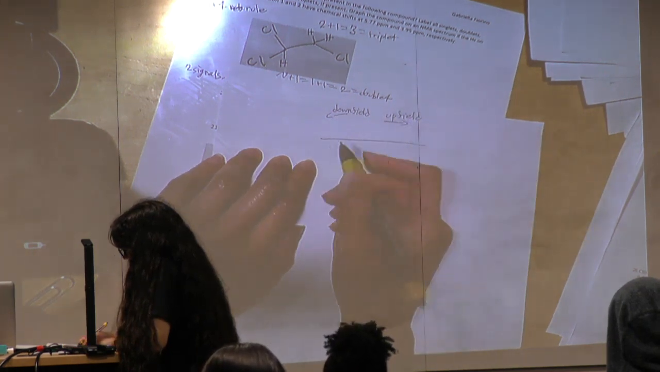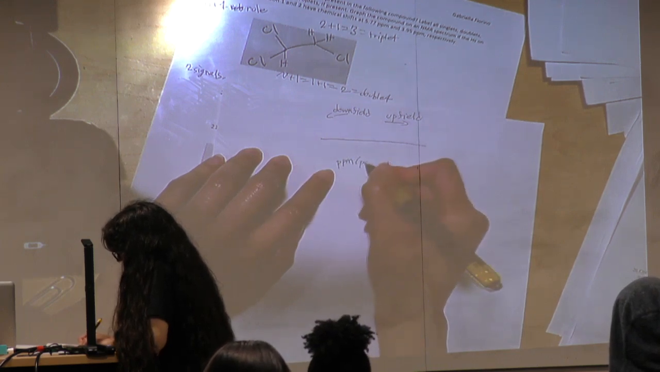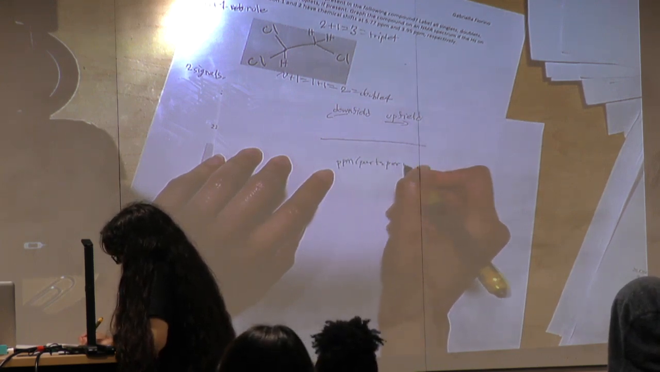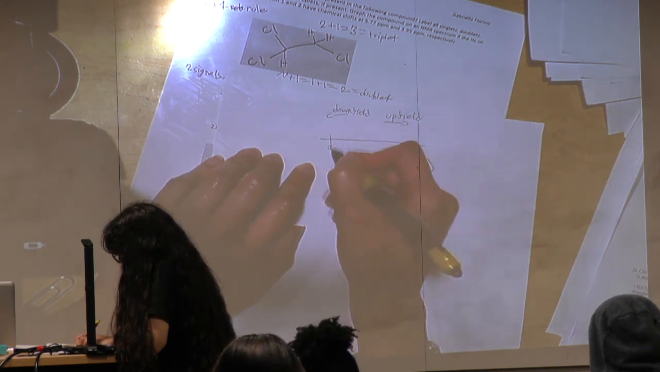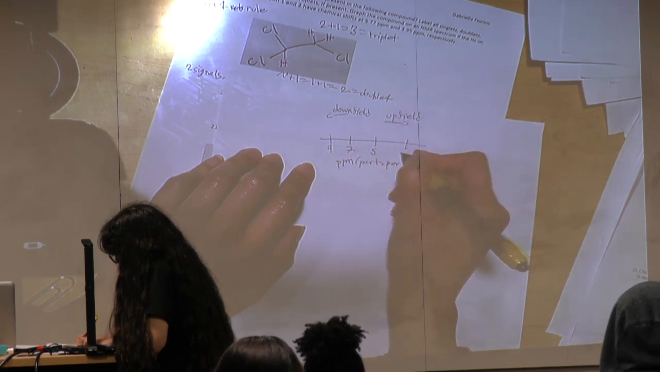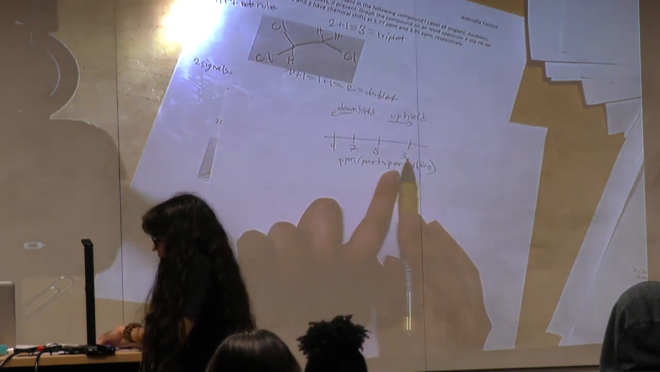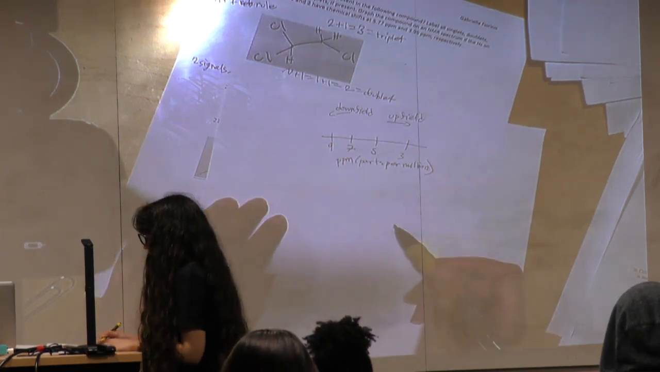What happens to our ppm? So ppm is our x-axis, right? That's parts per million. So we're going to go from like 9, 7. You don't have to use these exact numbers, but upfield, you're getting into smaller numbers. Downfield, you're getting into bigger numbers. So just be careful with that.